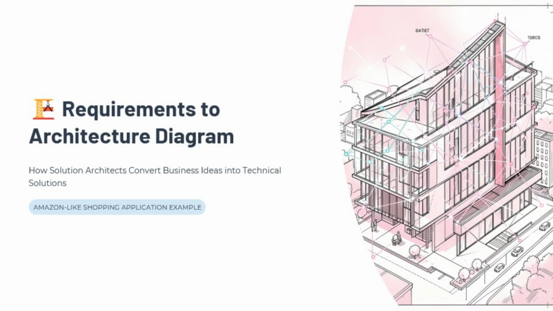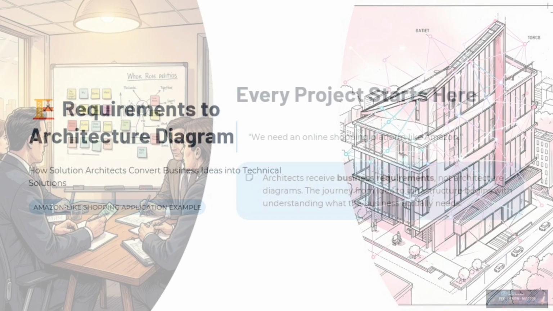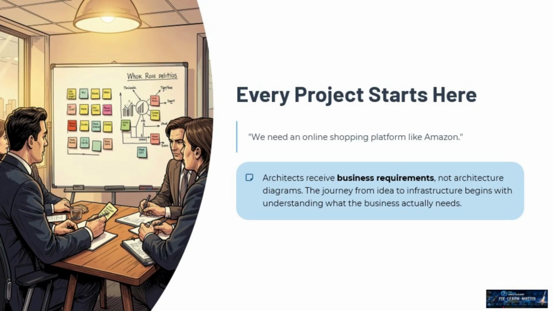In this video, I'll show you the exact process architects use to convert business requirements into architecture diagrams. We'll use a real-world example of an Amazon-like shopping application and learn how requirements become services, APIs, databases, and ultimately a complete architecture design.